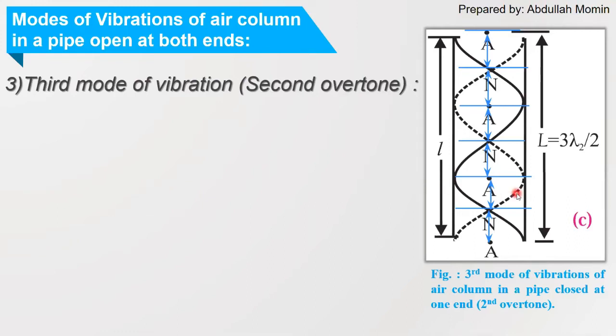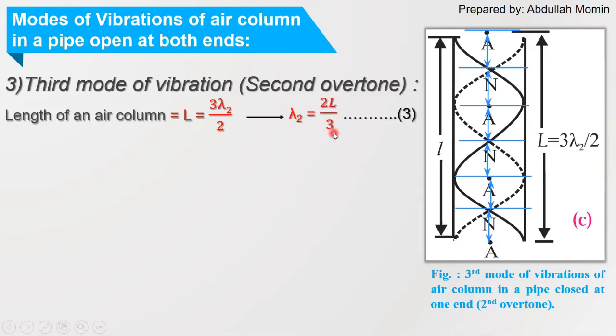So the total length will be 6 lambda by 4, which can be simplified as 3 lambda by 2. Now the length of the air column in terms of lambda can be written as capital L equal to 3 lambda 2 by 2. When this 3 by 2 goes to the other side of the equal sign, it becomes lambda 2 equal to 2L by 3. This is equation number 3, where lambda 2 is the wavelength in the third mode of vibration.